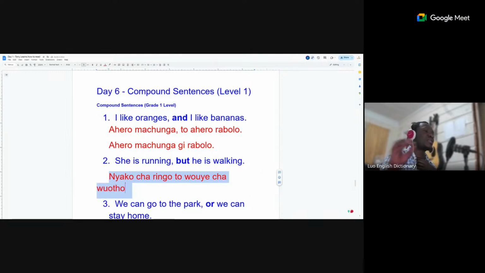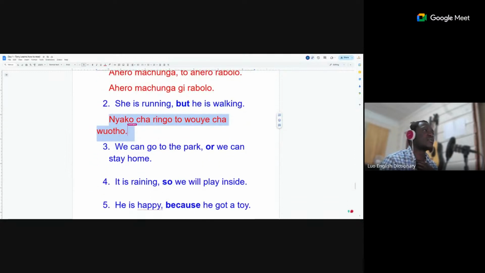That means the girl is running and the boy is walking. Even though the English word is she and he, English is very definite. If you say she, it means female, and he is male. But for Luo, you have to say girl is running and boy is walking.